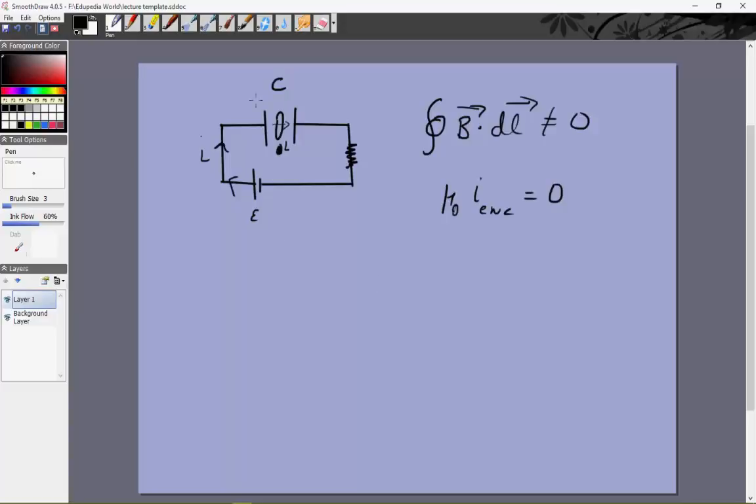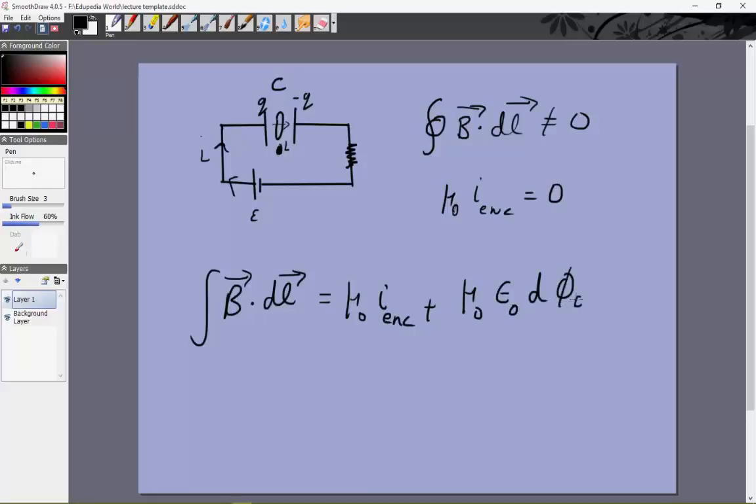But that's not true in this case, because this will have some charge Q, this will have some charge minus Q, this charge will increase in magnitude, this charge will have the same magnitude in the opposite direction. So the electric field through this loop is changing, and hence the flux of the electric field, or the electric flux through this loop, is also changing. Right. So in that case, Maxwell did a correction to Ampere's law, and the final equation needs to read integral of B dot dl is equal to mu naught I enclosed plus mu naught epsilon naught d phi e by dt. So you can take any loop in space.